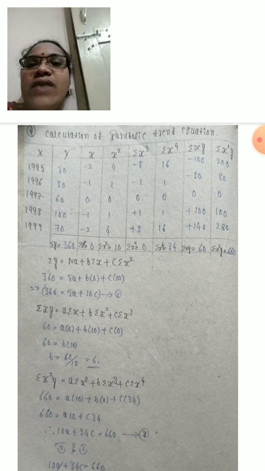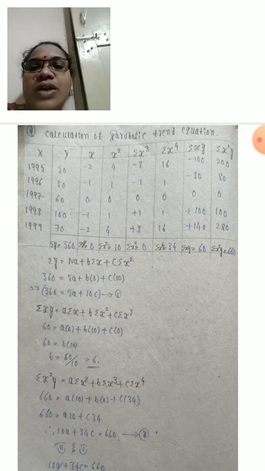Now x power 4. X power 4 means x into x, x into x. 2 2s are 4, 4 2s are 8, 8 2s are 16. 1 1 is 1, 0 into 0, 0. 2 2s are 4, 1 1 is 1. 2 2s are 4, 4 2s are 8, 8 2s are 16.